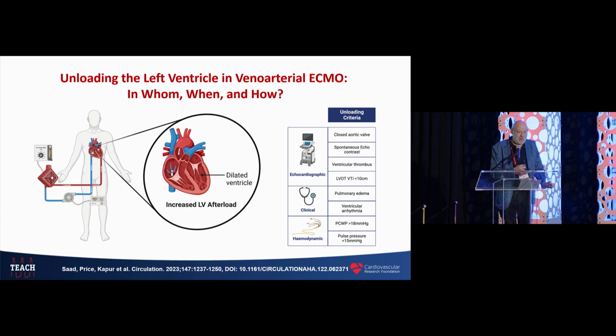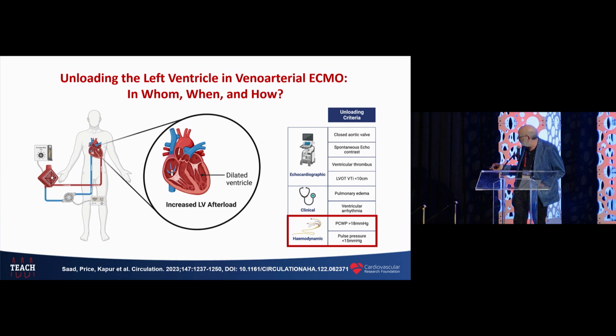Nevertheless, we go back to this recent review article, and you can see these are indications for when you would consider unloading. But I think the most relevant of these is really the hemodynamics, which is, we can argue on the numbers, but increased wedge pressure and decreasing pulse pressure, these are indicating volume overload in the ventricle and the lungs, and progressively decreasing aortic valve opening.